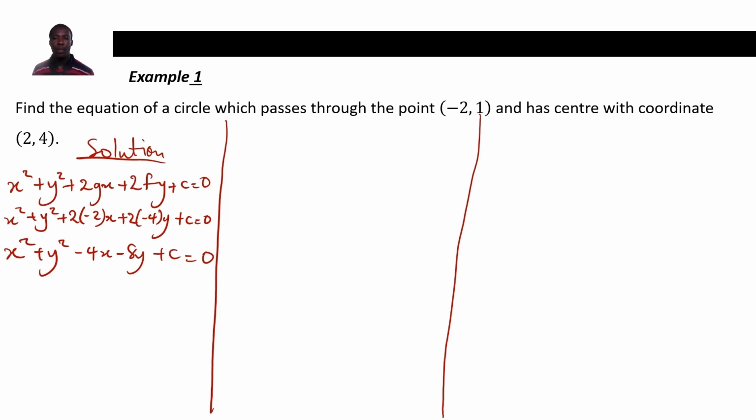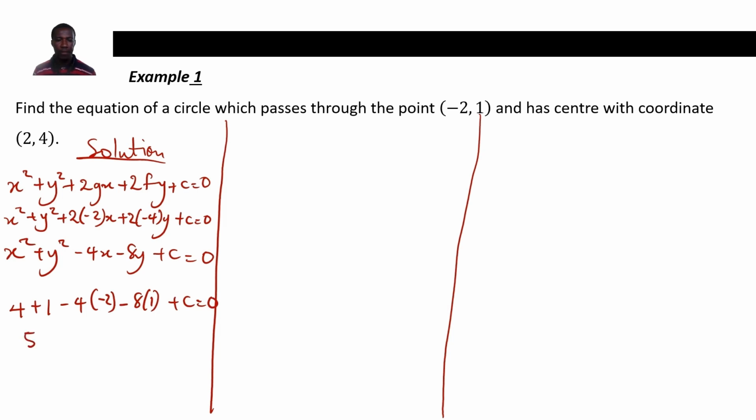Now, once the point (−2, 1) is a point on the circle, it means the point satisfies the equation. And so we will substitute the point into the equation, and that will help us to determine the value of c. So let's do that. So in place of x, we put negative 2. In place of y, we put 1. So (−2)² is 4 plus 1² is 1 minus 4 times negative 2 minus 8 times 1 plus c is equal to 0.